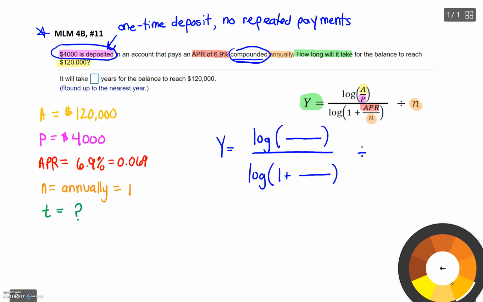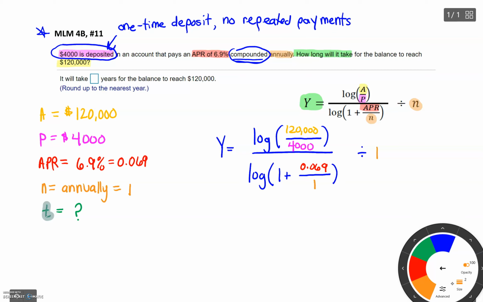Okay, wherever I see an A, I'm going to write the future amount, which is $120,000. Wherever I see a P, I'm going to write the initial deposit, which was $4,000. Our APR was 6%, which we convert to a decimal. It was compounded annually, which means 1 time a year. And we were looking for time. Oops, I wrote a T there. It should be a Y for year. We're looking for our time in years.